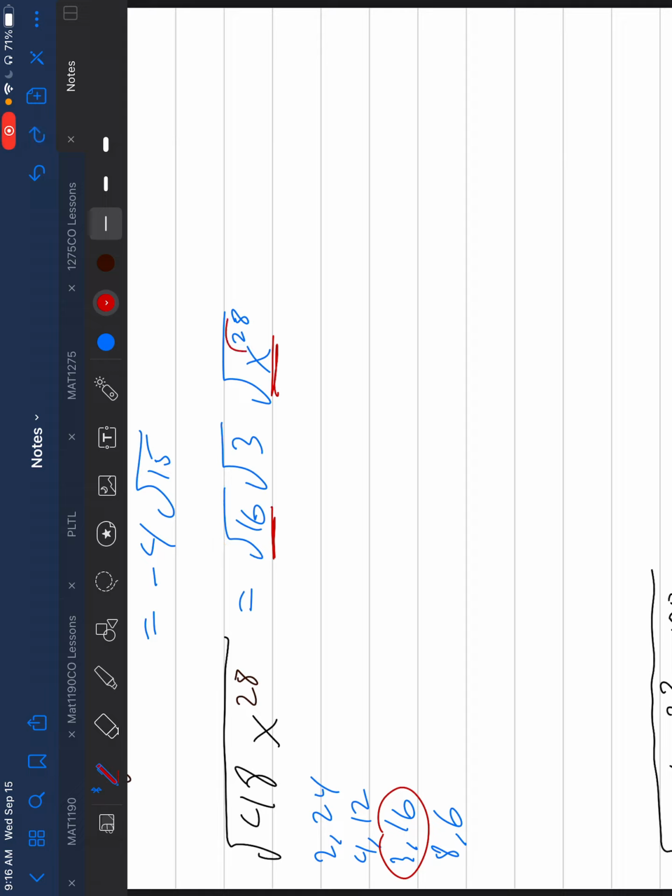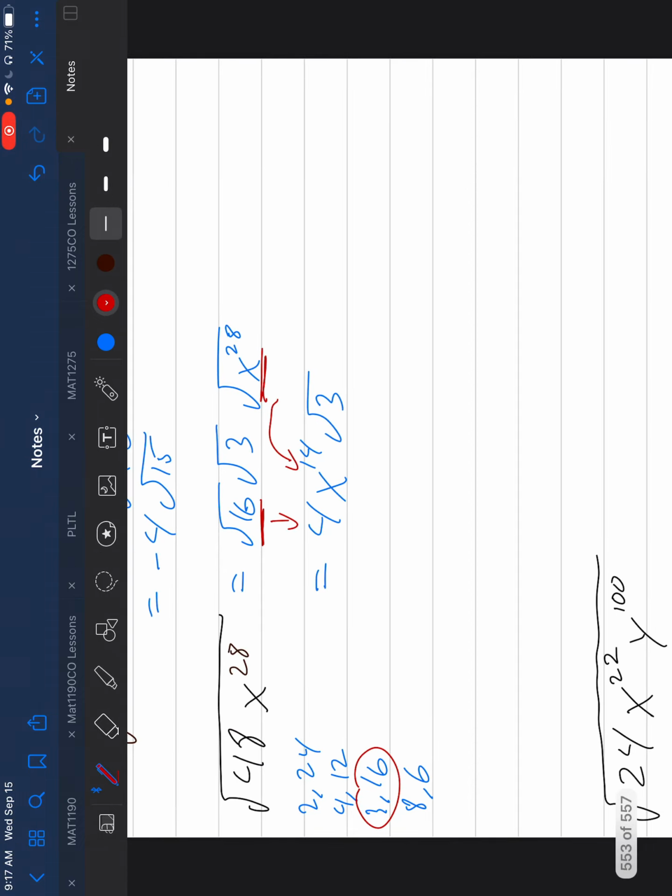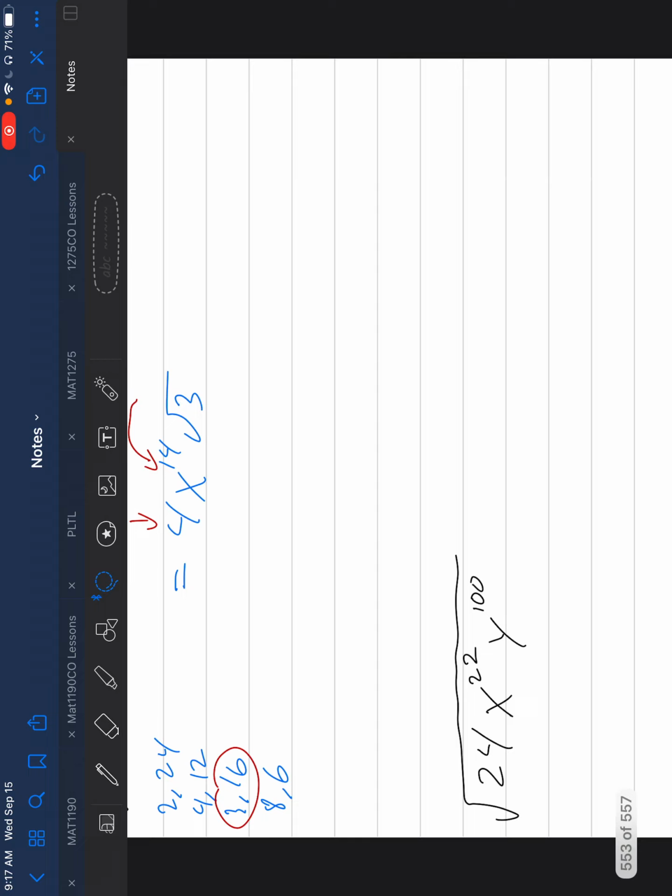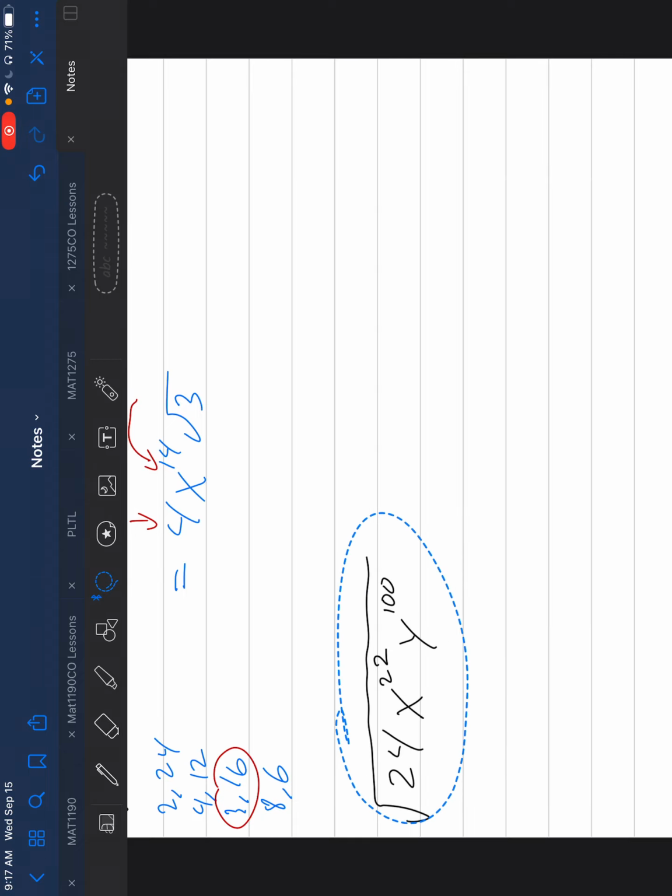Remember the rule of exponents? Since that is an even number, that means it's a perfect square. We can take the square root of x to the 28th by dividing 28 divided by 2. So we get 4x to the 14th radical 3. Right? The 4 comes from the square root of 16. X to the 14th comes from the square root of x to the 28th. So let's take this a little bit further out.